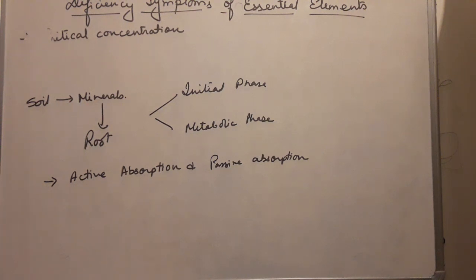Okay. Now, mineral absorption actually takes place in two phases. One is the initial phase and the other is the metabolic phase. In the initial phase, rapid uptake of ions takes place into the outer or free space of the cell. That means from the cell towards the outer portion. And here free space means the intercellular spaces and the cell wall. And in the metabolic phase, the ions pass into the inner spaces, that is the cytoplasm and vacuoles. Okay, so these are the basic two phases of mineral absorption.